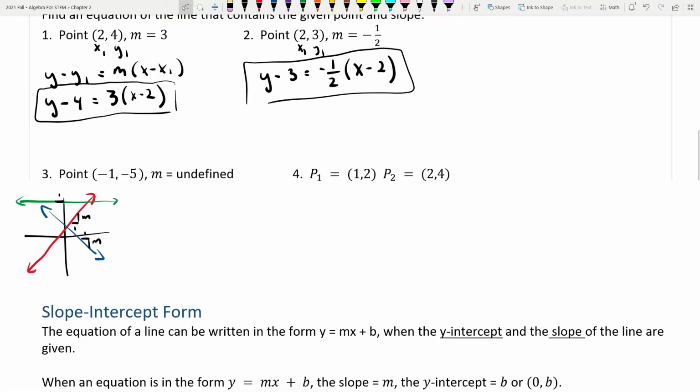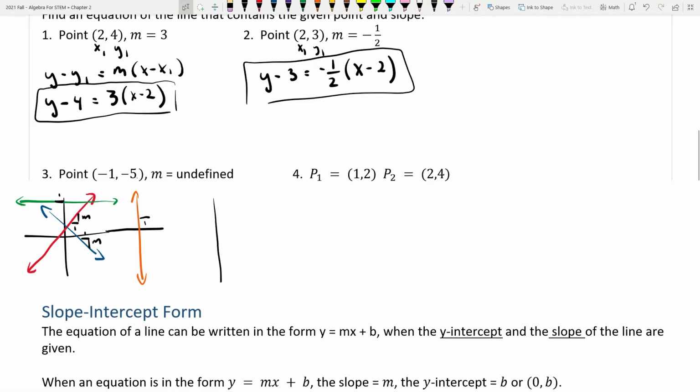The only time you have an undefined slope is if you have a line that goes straight up and down. If I have a line that goes straight up and down, I can't talk about moving over 1 unit and going up any, because this thing doesn't move over 1 unit. So a vertical line has an undefined slope. So when you're asked to create a line which has an undefined slope containing a point, you're looking for a vertical line that contains that point.